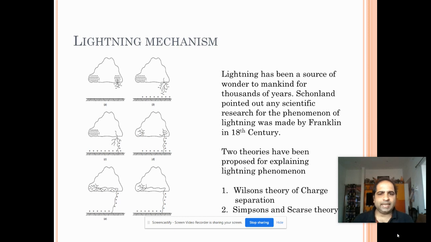So, what is lightning? Lightning has been a source of wonder to mankind for thousands of years. The first scientific research on the phenomenon of lightning was made by Franklin in the 18th century. Two theories have been proposed to explain the lightning mechanism. One is Wilson's theory of charge separation, and the second one is Simpson's and Scar's theory. We'll go through the two theories in the next session.